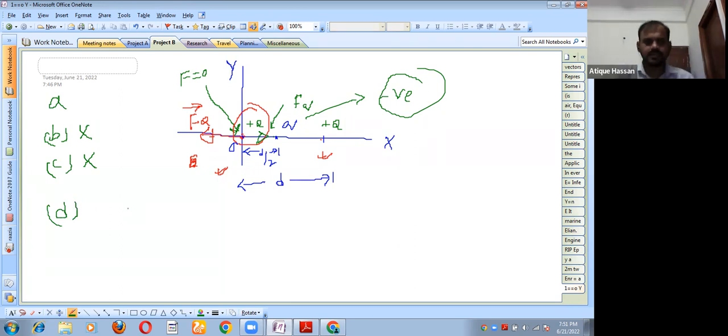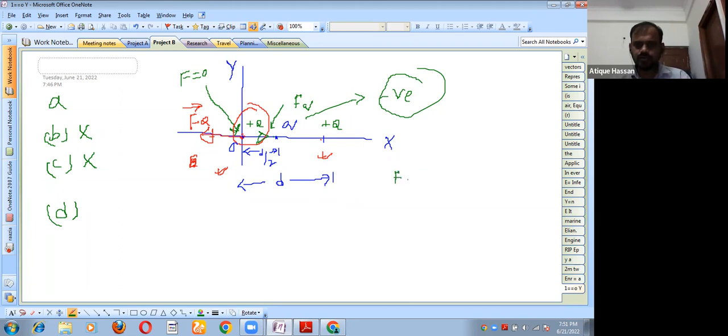Sometimes we already get the result by the option elimination method. If there was a negative sign in only one option, then without calculation we can say that this option is correct. But here we have a negative sign in both A and D, so we have to solve. So now we will find the forces due to individual charges.